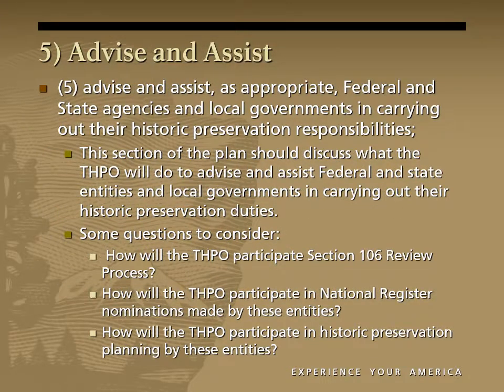The fifth responsibility is to advise and assist, as appropriate, federal and state agencies and local governments in carrying out their historic preservation responsibilities. This section of the plan should discuss what the THPO will do to advise and assist federal and state entities and local governments in carrying out their historic preservation duties. Some questions typically addressed in this section include, how will the THPO generally participate in the Section 106 review process? How will the THPO participate in National Register nominations made by these entities? And how will the THPO participate in historic preservation planning by these entities?